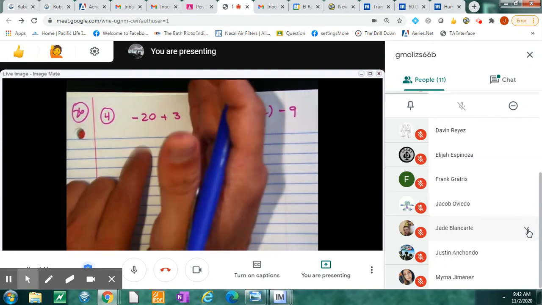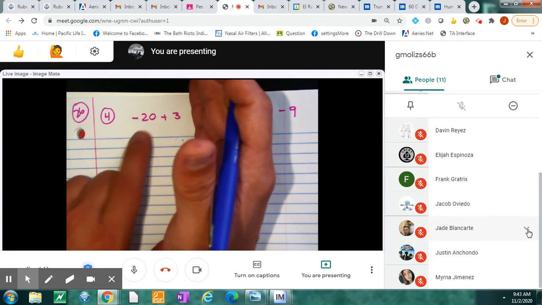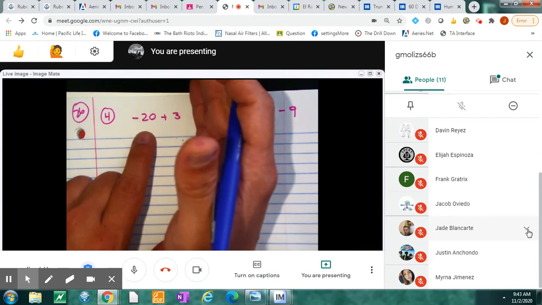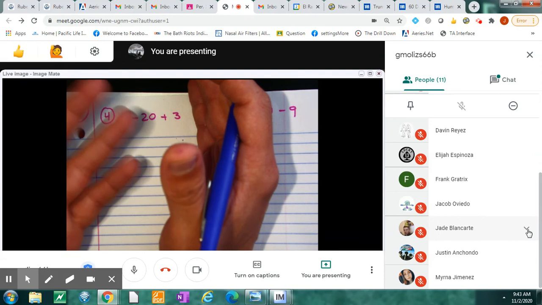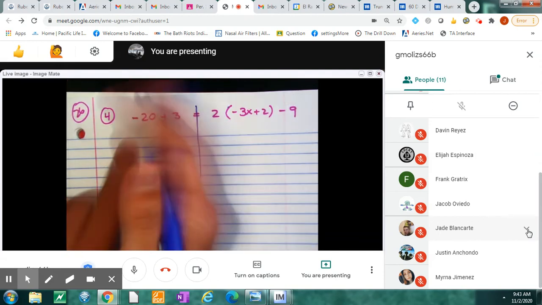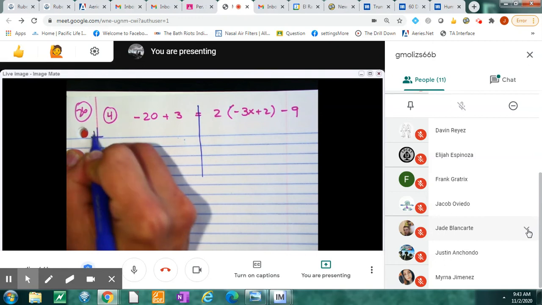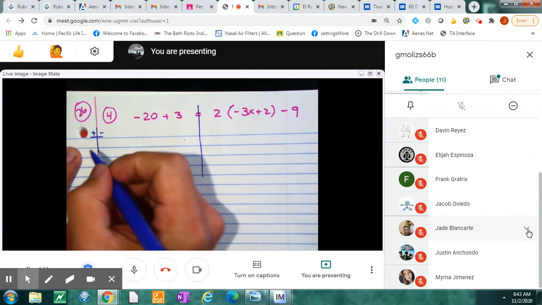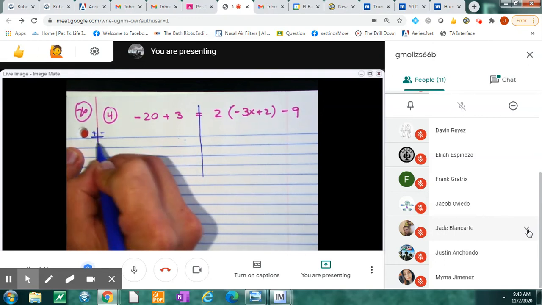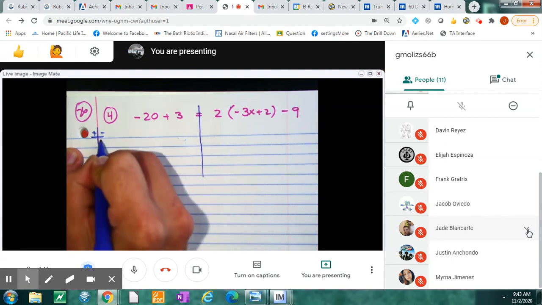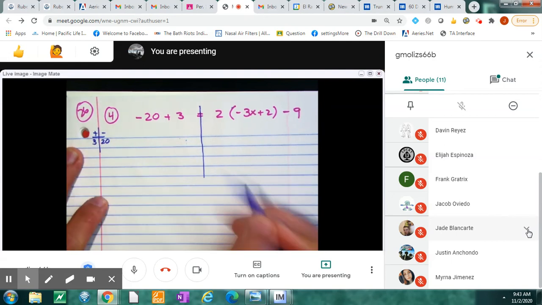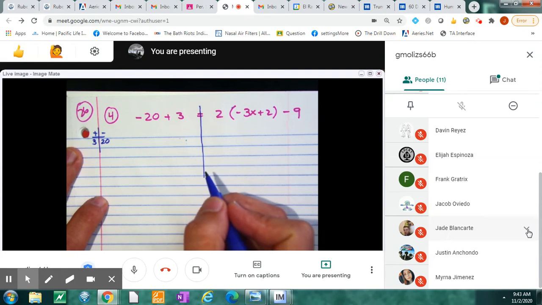So now we're going to do the left side. Is there parentheses? No. Multiplication? Nope. So now let's combine them. All right. So what's -20 plus 3? We'll do that one with Justin because he got the last one. He put I don't know, but you know how to do this. So what's -20 plus 3? What is that?